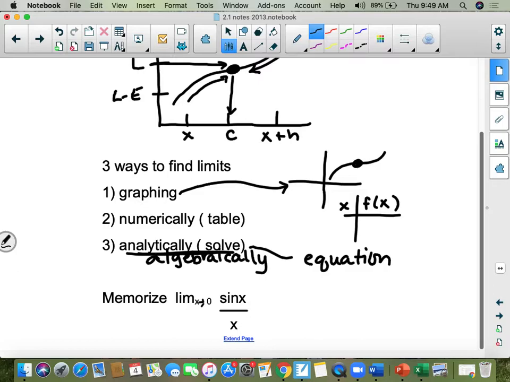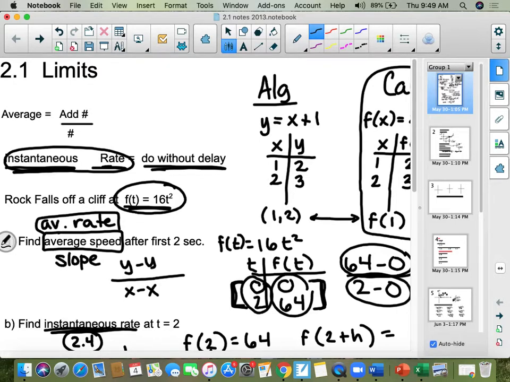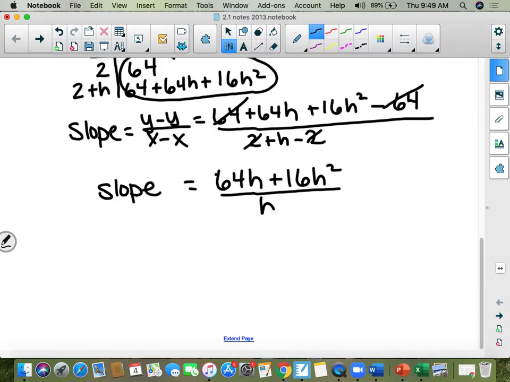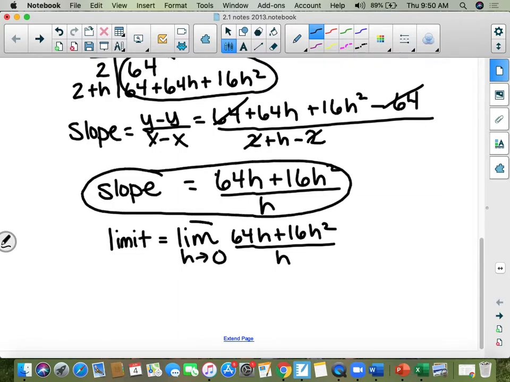And basically, I want to go back to the last page really quickly here. We figured out here, this is the slope. To find the limit, you need to do the limit as h approaches 0 of 64h plus 16h squared all over h. This is the slope formula, and now we're leading into limits. There's a limit as h approaches 0 in front of this part, in front of the slope, and that's what makes it a limit. But again, we're going to dabble in this farther along in another chapter.